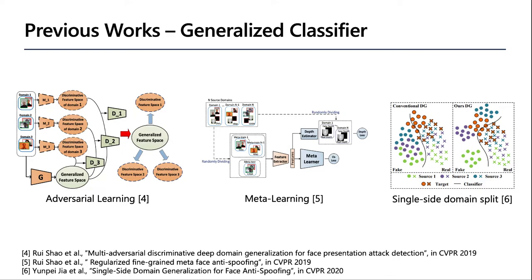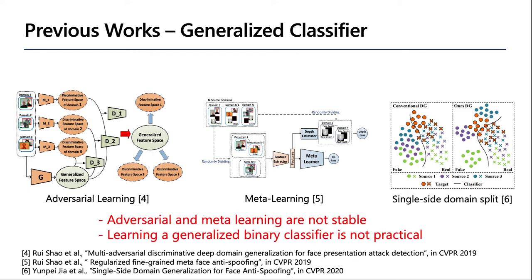Another line of approaches aim to learn more generalized binary classifier by adversarial learning, meta-learning, and domain split to address the domain shift issue. However, the adversarial and meta-learning are unstable, and we argue that learning a generalized binary classifier is not practical for real-world anti-spoofing.